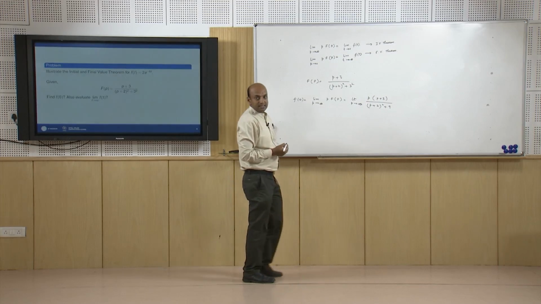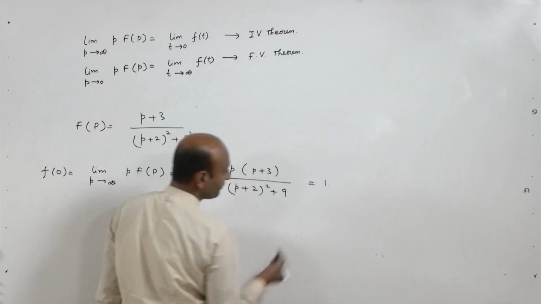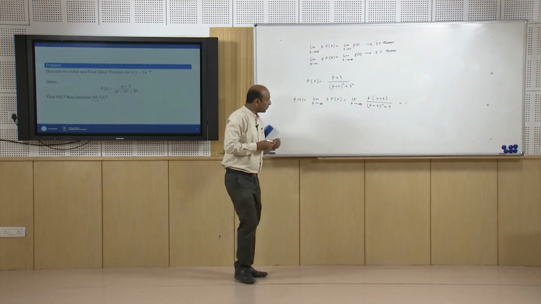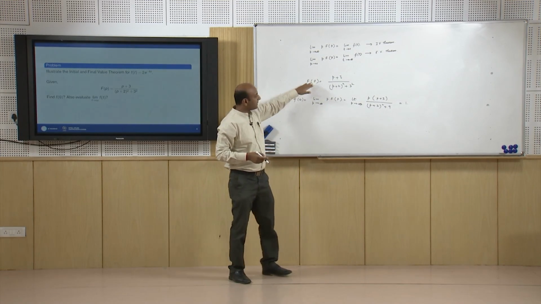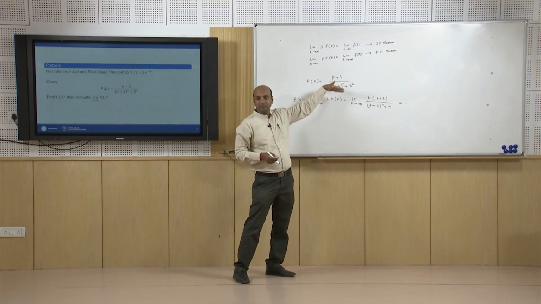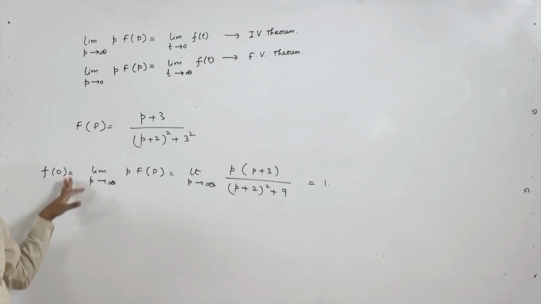So you can easily see that this limit tends to 1. So it is equal to 1. So what is the value of f(0)? It is 1. So without finding the Laplace inverse of this function, we can easily find the value of f(0) using the initial value theorem, okay.